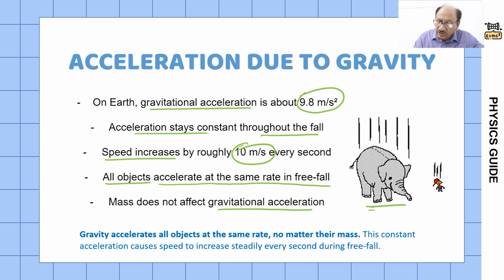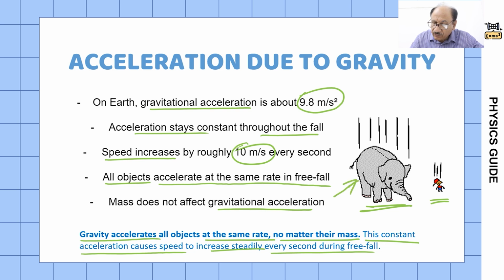So heavier objects, if they are thrown from an equal distance, reach the ground at the same time as lighter ones. Gravity accelerates all objects at the same rate, no matter their mass. This constant acceleration causes speed to increase steadily every second during the free fall. So objects having different masses will reach the earth at the same time, as an example also.